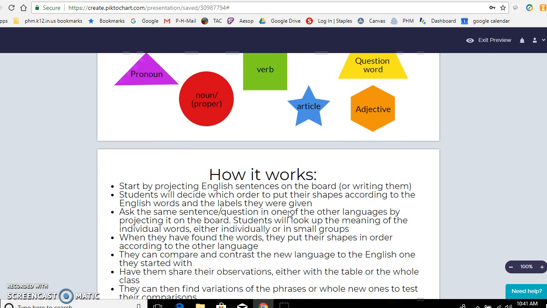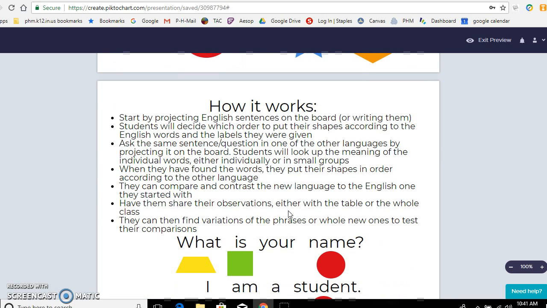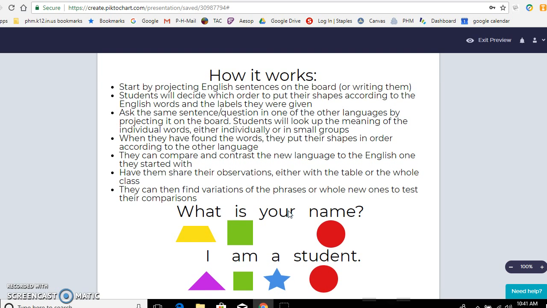Then you would start by projecting English sentences on the board, or writing them, of course. So you'd want to give them some example sentences in English. Maybe these are sentences that you're going to end up doing in your language. So I used down here at the bottom of my slide, what is your name? And I am a student. So they would start to categorize each word and decide what shape then to put in what order.